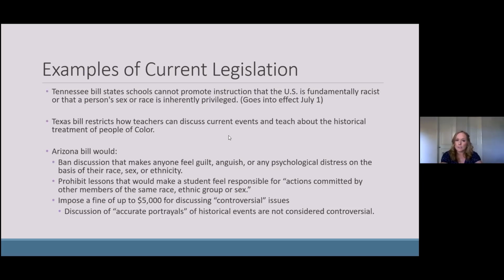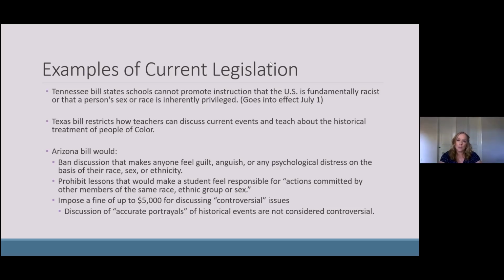The Texas bill restricts how teachers can teach about current events and about the historical treatment of people of color. Arizona is really interesting. It bans discussions that make anyone feel guilt, anguish, or any psychological distress on the basis of their race, sex, or ethnicity. So Carol made a really interesting comment earlier in our session, basically saying people's reaction to this allows us to see exactly what it is and why it is needed. So that idea of feeling guilty.